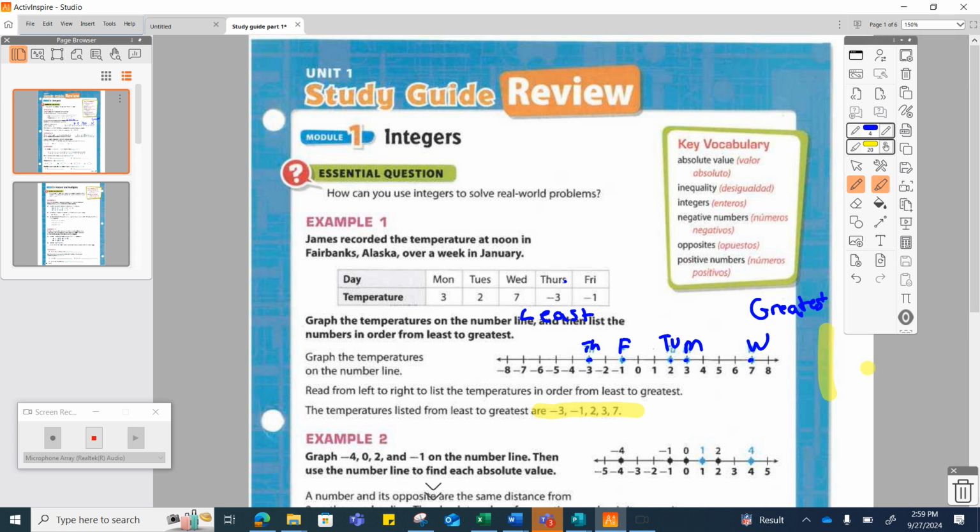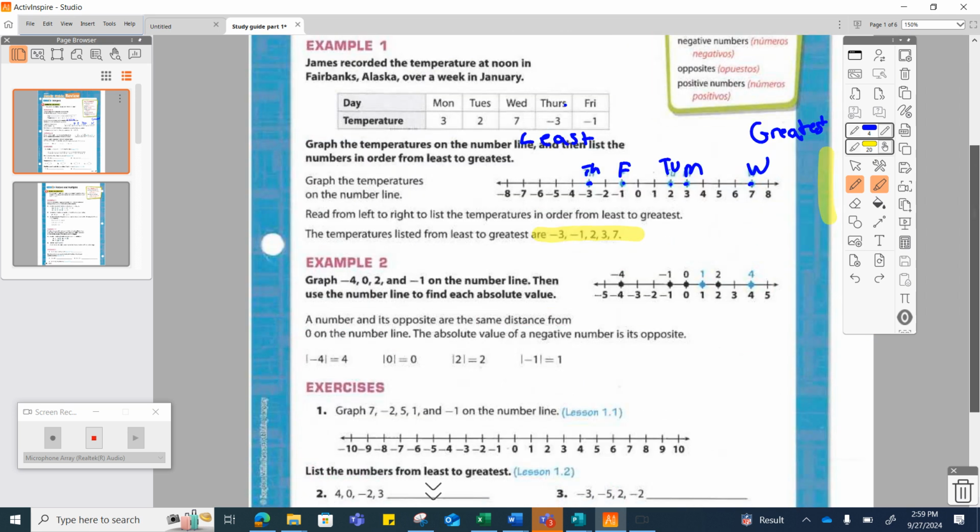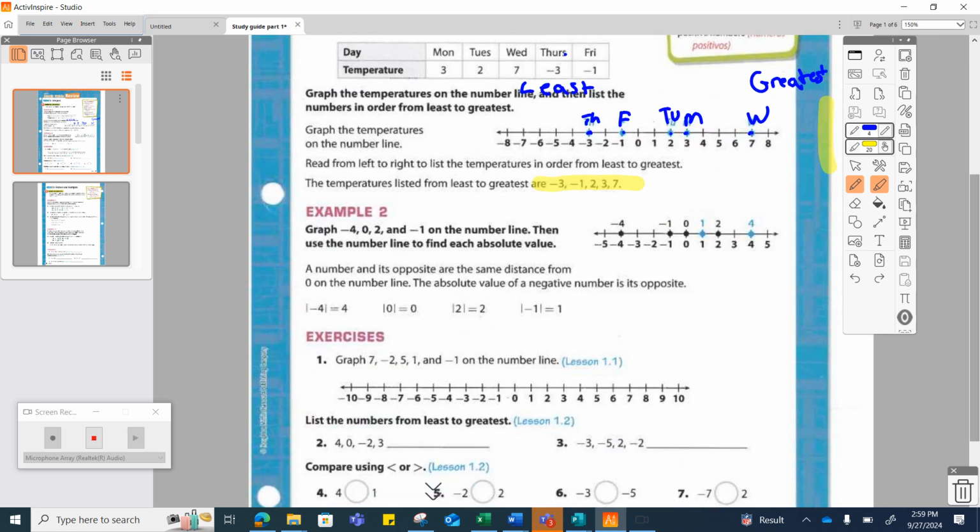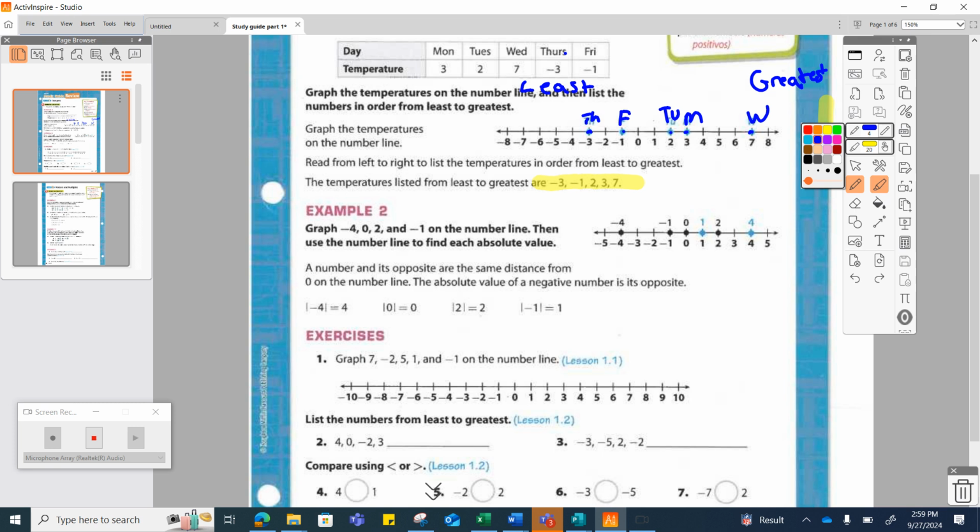There we go. Example 2, graph -4, 0, 2, and -1 on the number line. So that's similar to what we did before. Then use the number line to find each absolute value. So I'm going to assume that you can graph those. What they want you to say here is, okay, so -4 to 0 is 4 spaces. And so that's what they're showing you here.